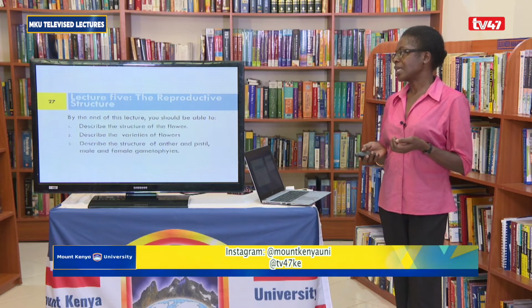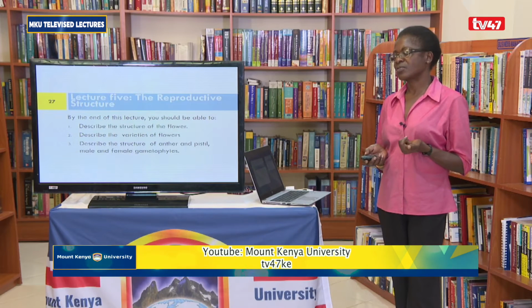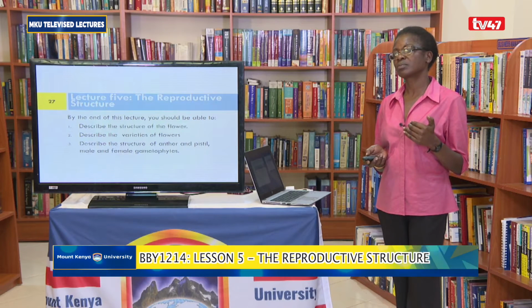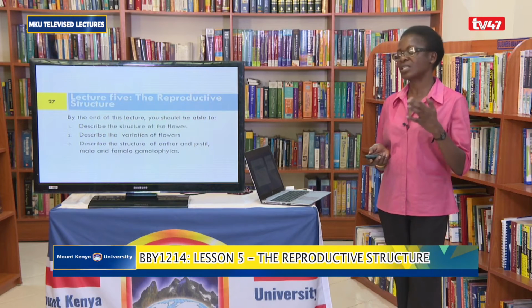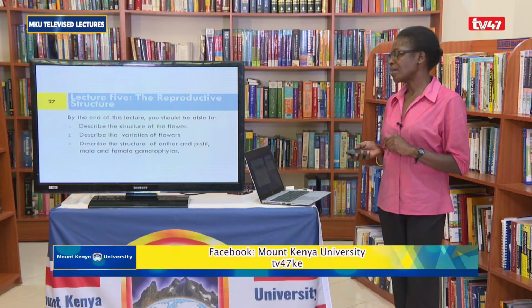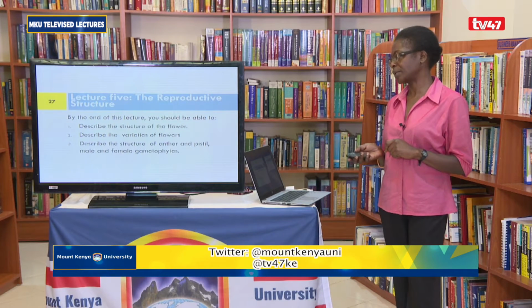In this particular lesson, we shall look at the structure of the flower, which is a main reproductive part of a plant, especially in the angiosperms, which are the flowering plants. We shall look at the structure of the flower. We shall describe the reproductive organs associated with the flower.